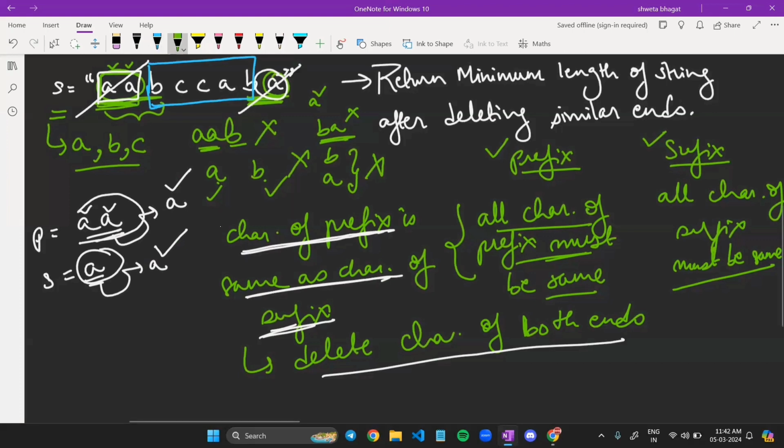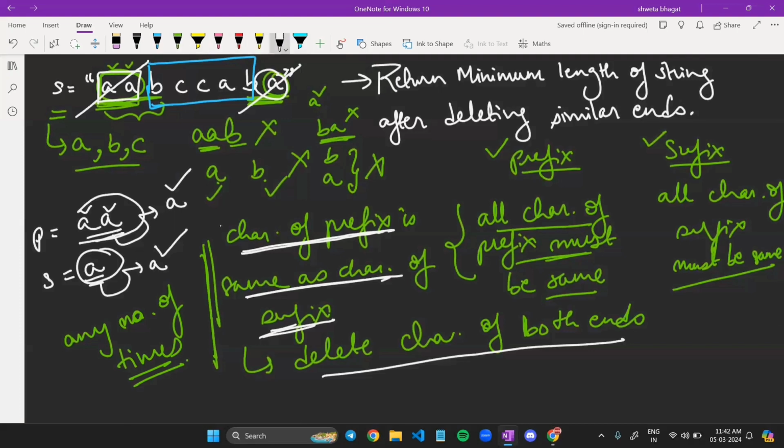Okay. Now, in the question, it's mentioned that we can perform this particular operation any number of times. So what does it mean by any number of times? It means that we can keep selecting a prefix and a suffix such that all characters of prefix are same and all characters of suffix are same. In that case, if the character of prefix is same as the character of suffix, then what will we do?